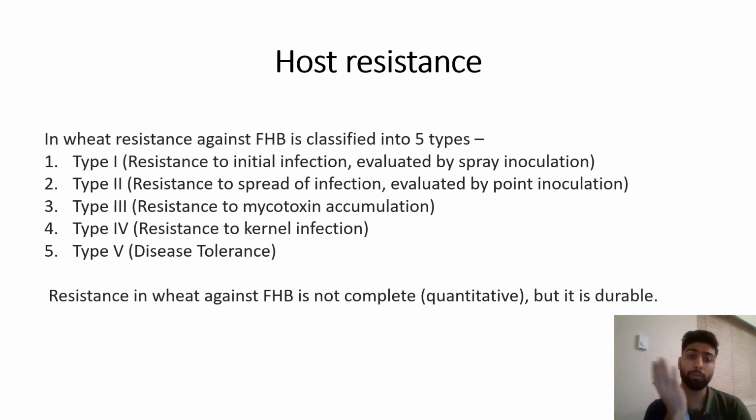Type 3 is the resistance to mycotoxin accumulation. It can either be conversion of the mycotoxin to a less toxic form or basically just blocking its accumulation. Type 4 is resistance to kernel infection, Fusarium damaged kernel, or the damage to the grains and their appearance. Type 5 is the disease tolerance. It's basically the inbuilt tolerance that any cultivar or wheat line has, which can sustain the yield and quality even if you have high disease pressure and conducive environments. So resistance in wheat against FHB is quantitative, that is, small additive genes have a cumulative effect against the disease.